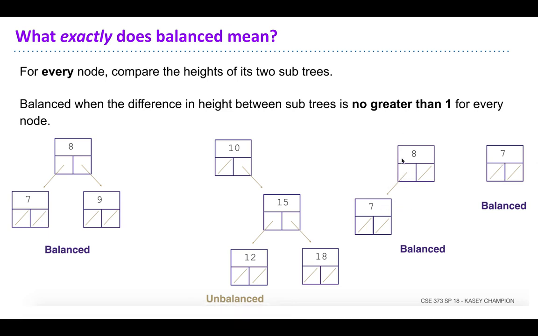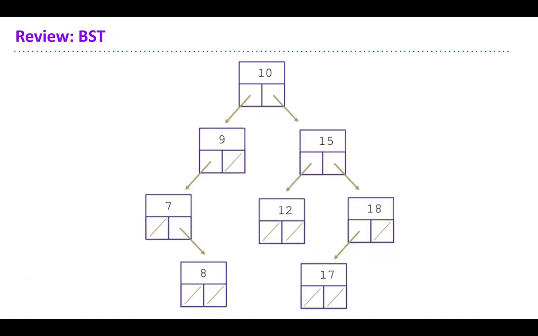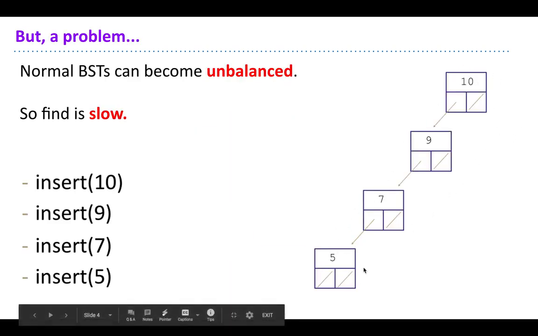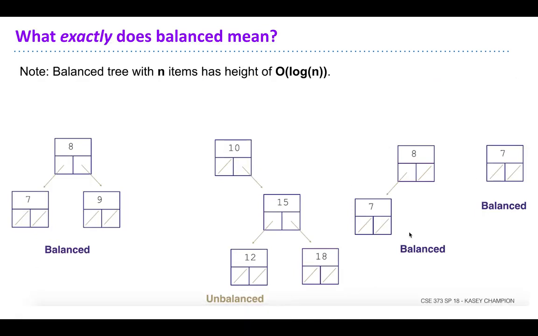So, even though there is a difference of 1 in the height of the subtrees with this 8 here, we still consider that balanced. And we also consider this balanced, 0 and 0, that's also balanced. And the big point about being balanced is that a balanced tree with n items has a height of O of log n. That's in comparison to this over here, where a BST, if it's not balanced, the height is going to be O of n for n elements in this worst case. But if it's balanced, it's guaranteed to be log n.